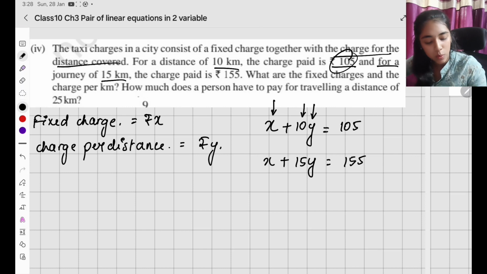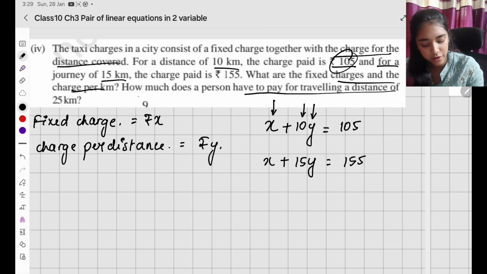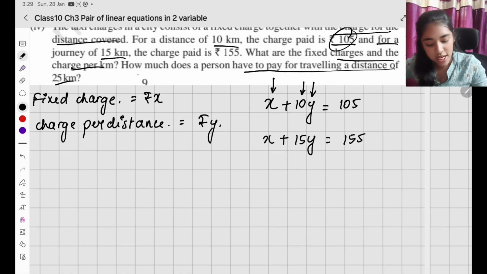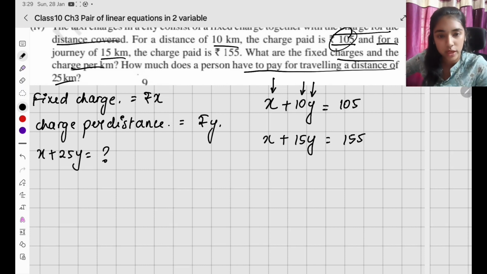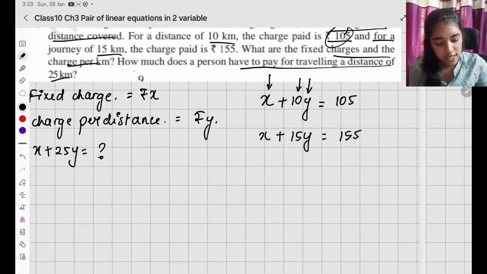இப்போ என்ன கேக்குறான்? What are the fixed charges and the charge per kilometer? So x and y கண்டுபிடிக்கணும். And how much does a person have to pay for traveling a distance of 25 kilometers? So they are asking for x plus 25y equals how much? So you have to first find the value of x and y and then substitute the values. Okay? So இப்போ solve பண்ணலாமா?